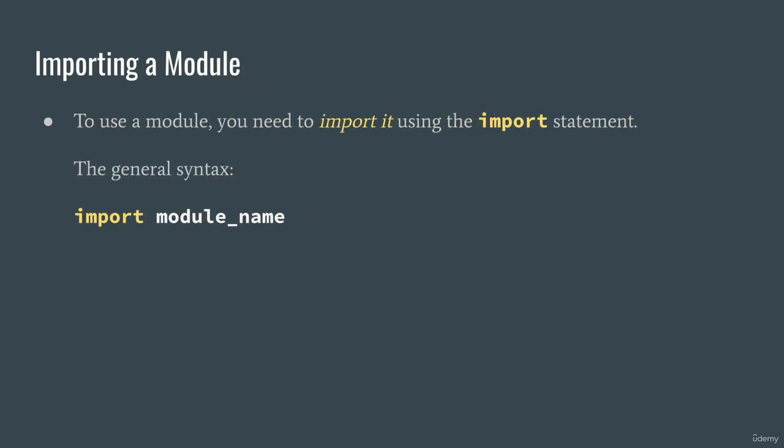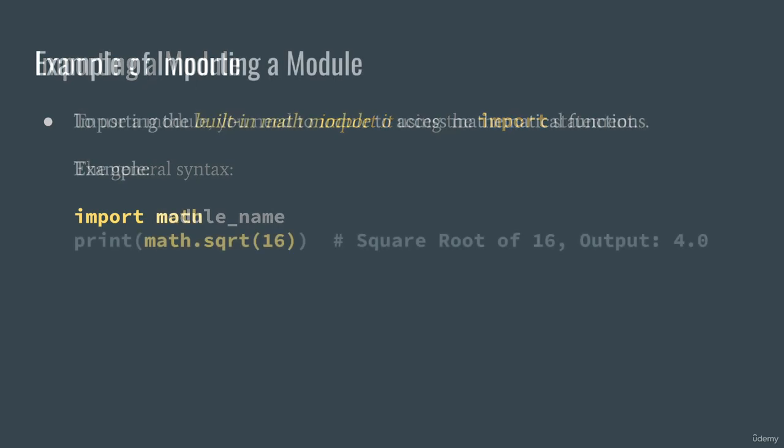To use a module in Python, you'll need to import it with the import statement. The general syntax is simple. Just write import followed by the module name. Here's an example of importing a module. We're using Python's built-in math module, which provides access to various mathematical functions.